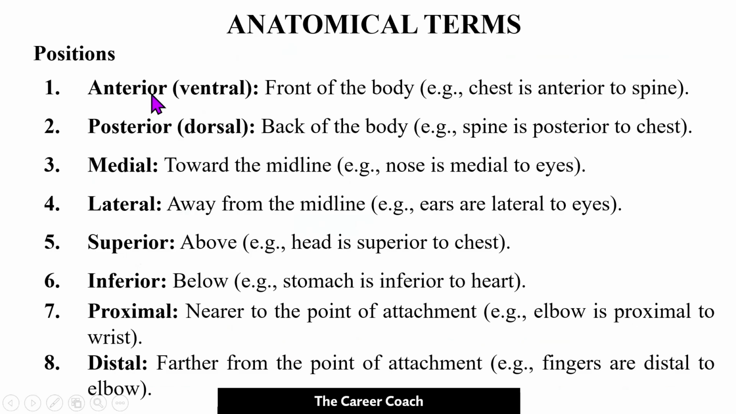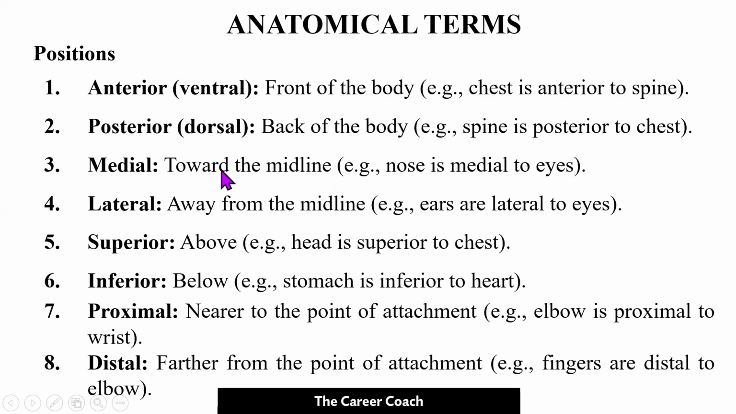Number 1, anterior. Anterior is also known as ventral. It means front of the body. Example, the chest is anterior to the spine, right? The spine is at the back, so the chest is at the front. So when we discuss things at the front, the words we use are anterior or ventral. 2, posterior or dorsal. It indicates the back of the body. For example, the spine is posterior to the chest.